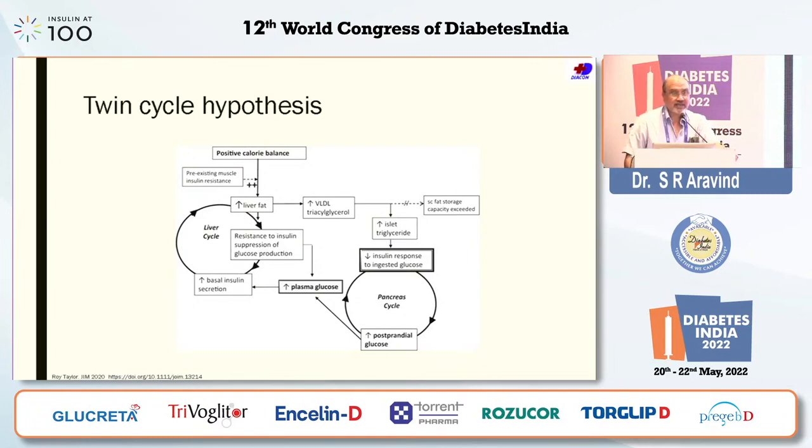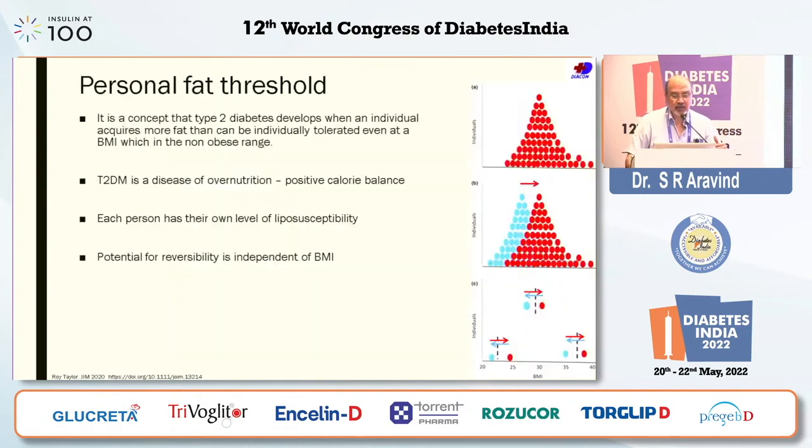Then you also have increased triglyceride and the subcutaneous fat storage capacity is exceeded. So the fat gets into the islet cells, so there is a decreased insulin response, and that's a pancreatic cycle where you have postprandial hyperglycemia. And with the plasma glucose levels increasing, then again you have increased basal secretion. So this is the twin cycle hypothesis, which clearly tells us that there is positive calorie balance, hepatic fat and pancreatic fat, and you have type 2 diabetes.